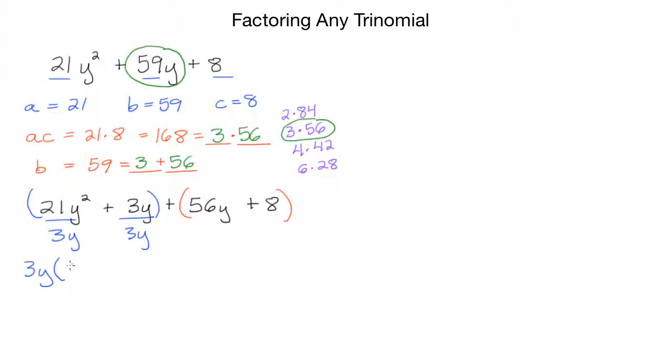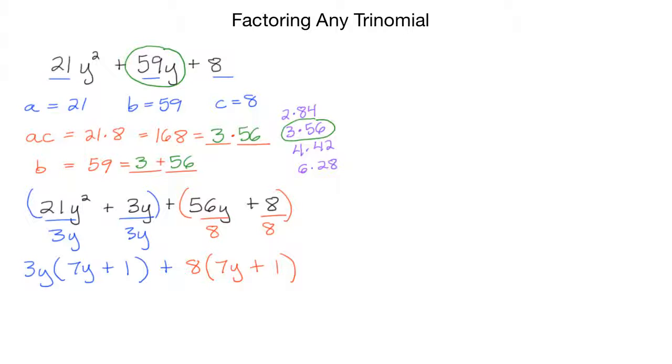And we're left with 7y plus 1. 21 divided by 3 is 7, y divided by y is 1, and 3 divided by 3 is 1, so I'm left with just 1. And now let's factor out my other group. What's in common between 56y and 8? I believe they only have a factor of 8 in common. So let's factor out my 8, put that in the front. I'm left with 56 divided by 8 is 7, so 7y plus 1. 8 divided by 8 is 1.